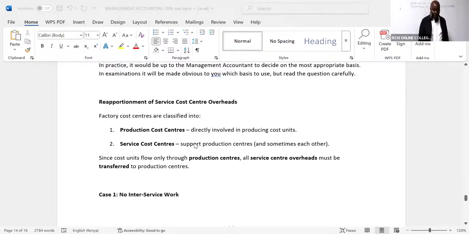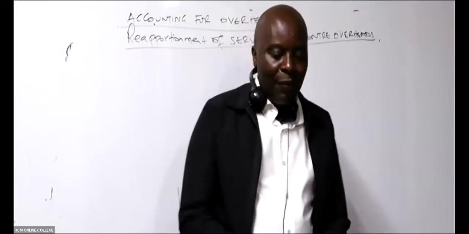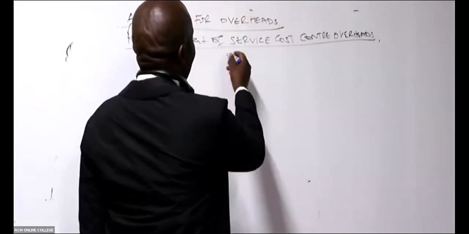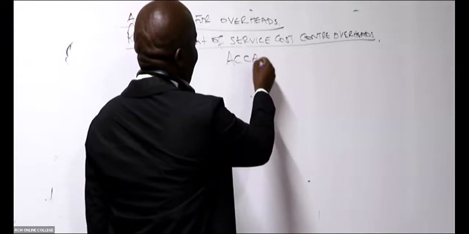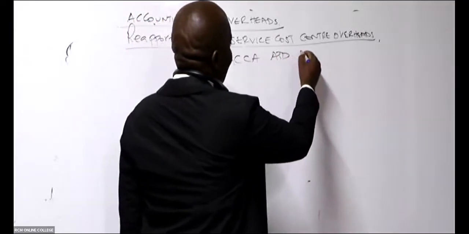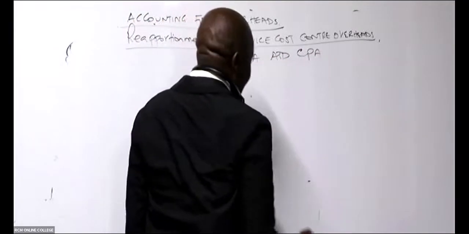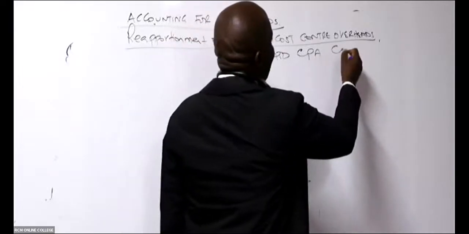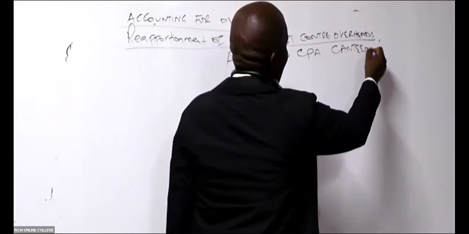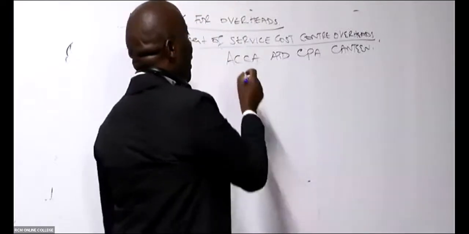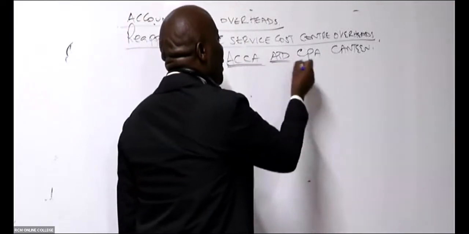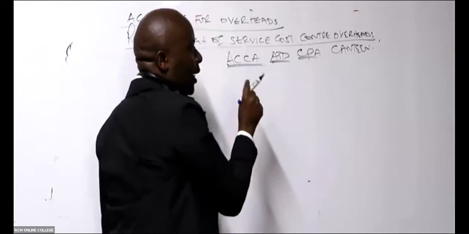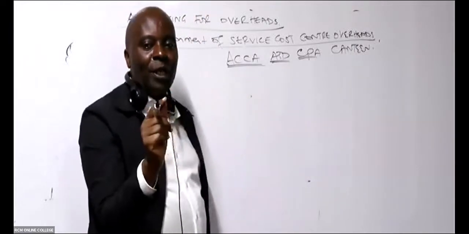So for example, at RCM, ladies and gentlemen, we have very many departments. For example, we have a department called ACCA, a department called ATD, a department called CPA, and then of course we'll have a kitchen canteen. These three are really involved in developing the accountant. The cost unit is the accountant.